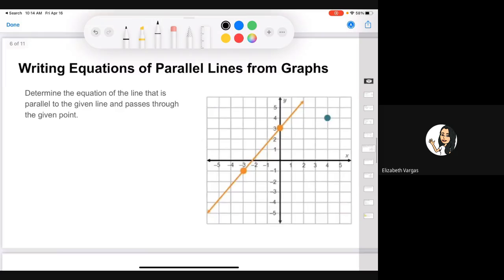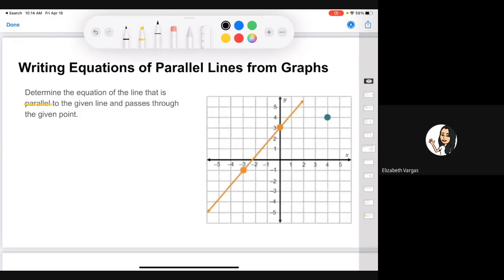Now we're actually going to get into writing equations for parallel and perpendicular lines. So writing an equation of parallel lines from the graph. So it says determine the equation of the line that is parallel to the given line and passes through the given points. So the first thing you want to do is, because these things are parallel, find your M1 and your M2 will be equal to it.